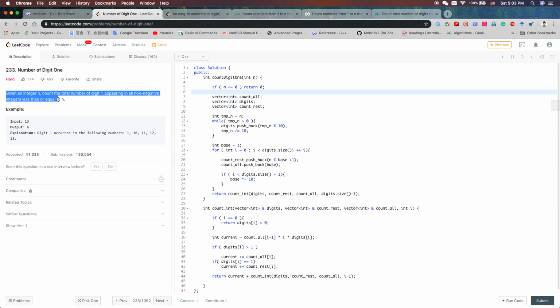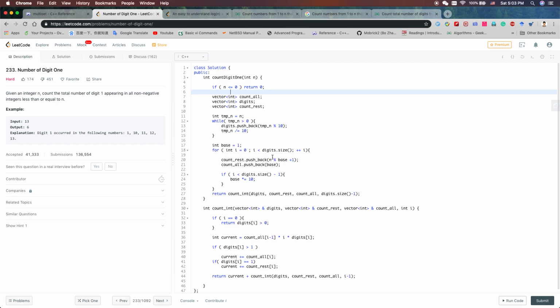Given an integer n, count the total number of digit 1 appearing in all non-negative integers less than or equal to n. For example, given an integer 13, we should output 6 because from 1 to 13, the numbers 1, 10, 11, 12, and 13 contain digit 1, so we should return 6.